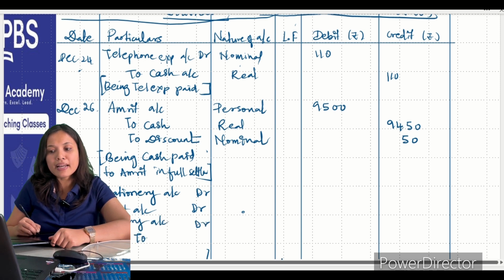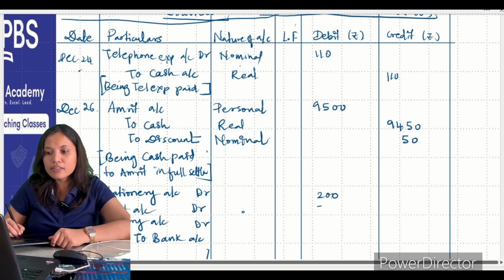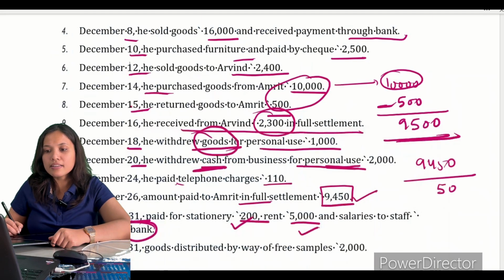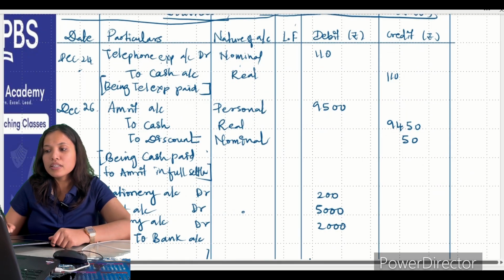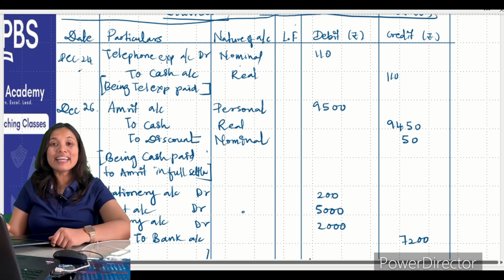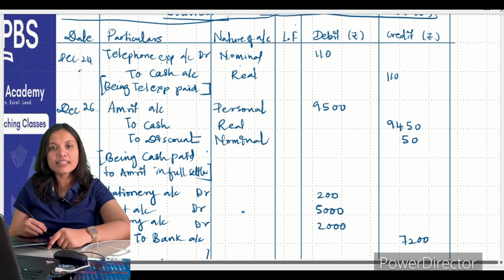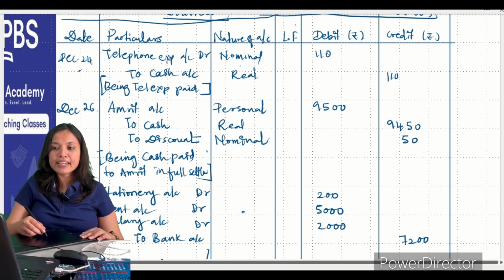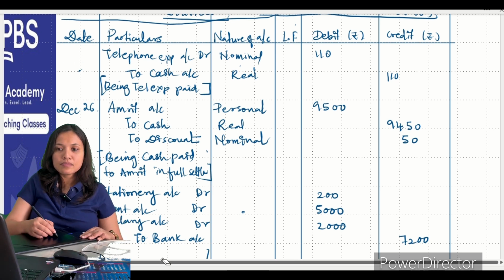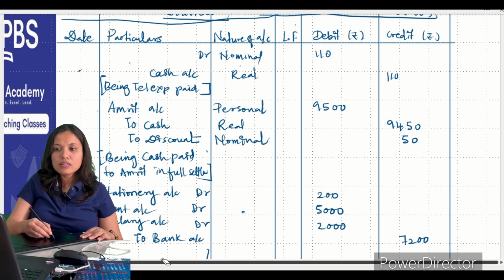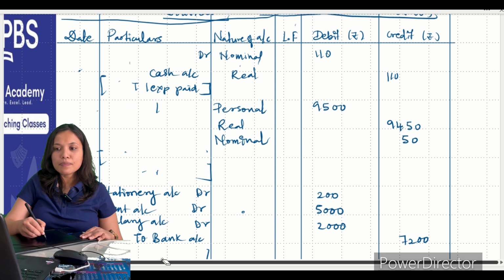To, it is paid by bank, specifically given, so it is to bank account. What are the amounts we had? 200, 5,000, and how much is the salary paid? Salary paid is 2,000. So in total it is 7,200. Write down the narration. Being expenses paid through bank.